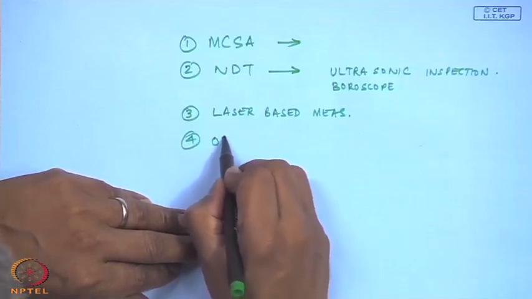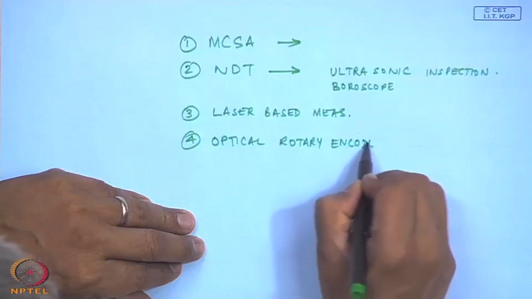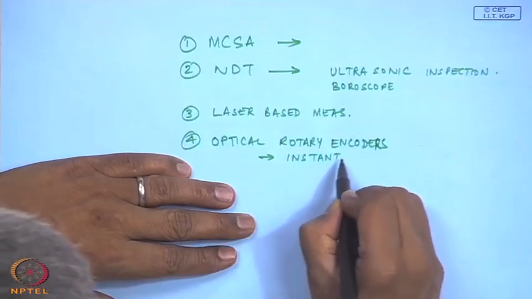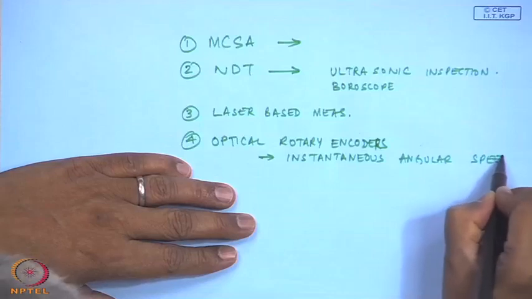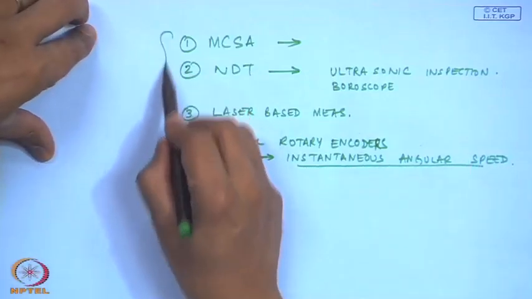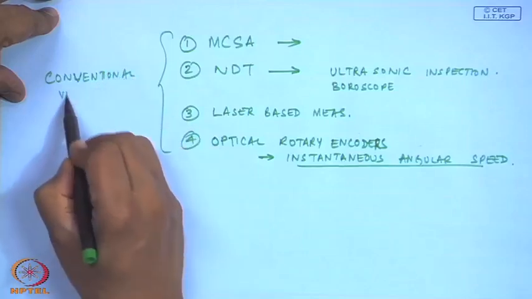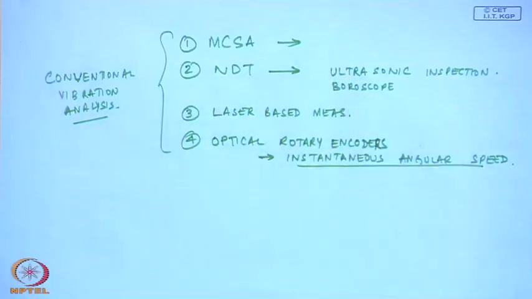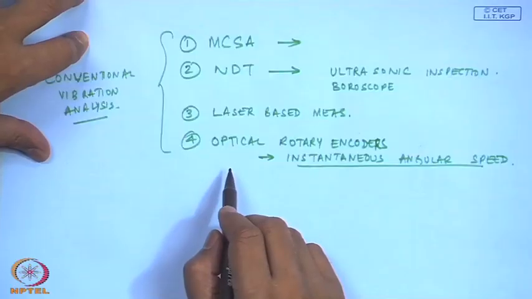and optical rotary encoders for what is known as detecting the instantaneous angular speed. These techniques are over the conventional vibration analysis. We will study about MCSA and NDT in the later classes, but these are techniques wherein this can be used to measure and understand more about such gas turbines.